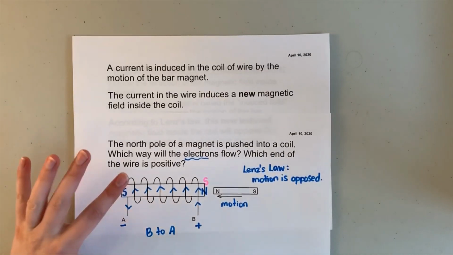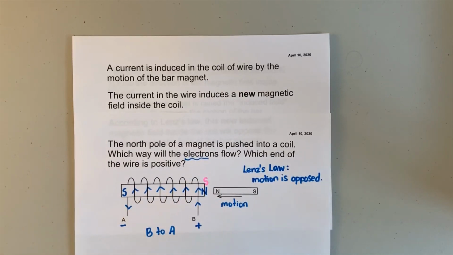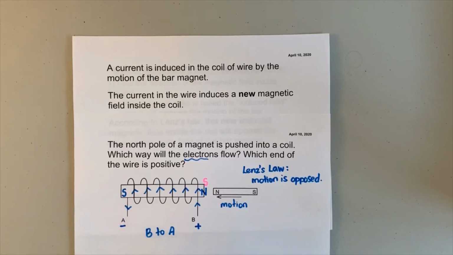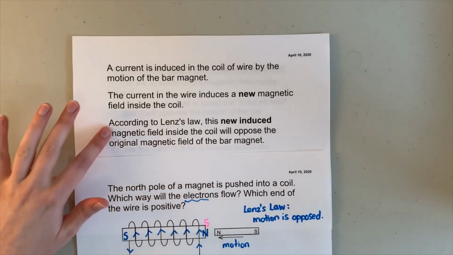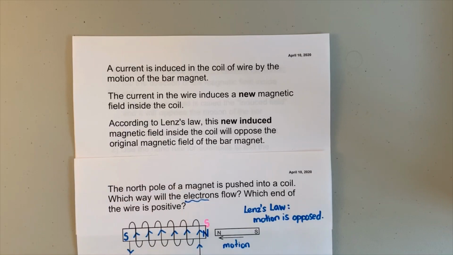Okay, now we know from earlier in the course that when you have a current running through a solenoid, the solenoid becomes magnetic. So the fact that we got this current here is what caused us to have a north and a south pole. Okay, and Lenz's law says that the new induced magnetic field, the one inside the solenoid, opposes the original magnetic field from the bar magnet.